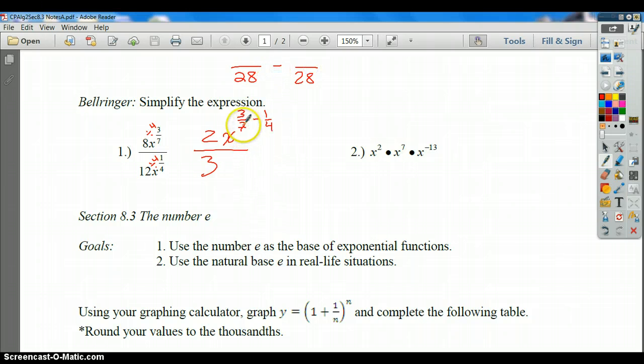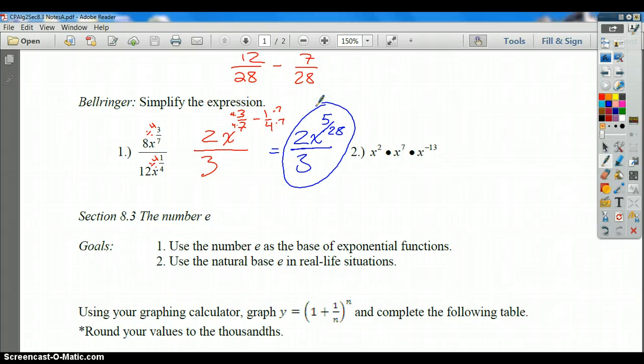I multiplied 7 times what to get 28? I multiplied it by 4, so I'm going to multiply both of these by 4, so that's 12 over 28. As far as the 1/4 goes, I have to multiply this by 7, so I multiply the top by 7. So if I'm going to subtract 3/7 minus 1/4, that's 12/28 minus 7/28. When we finish this up, you're looking at 2/3 x to the 5 over 28. So there's your first bell ringer. Hopefully that's a good review of what you learned in Chapter 7.